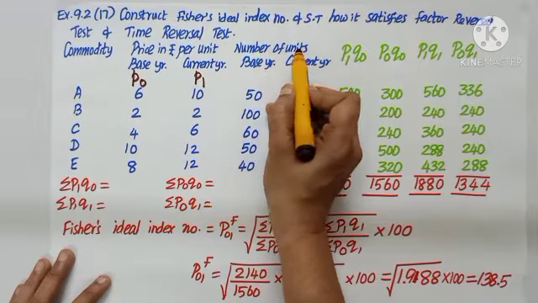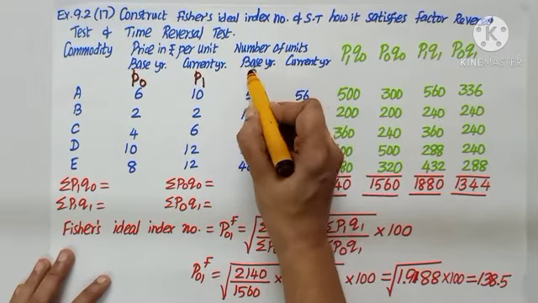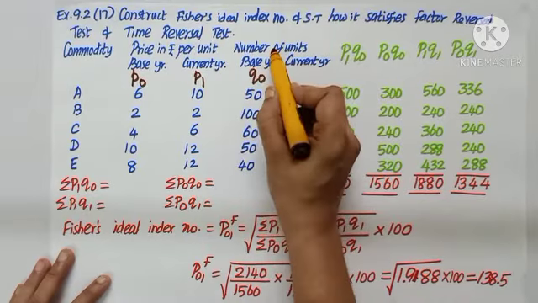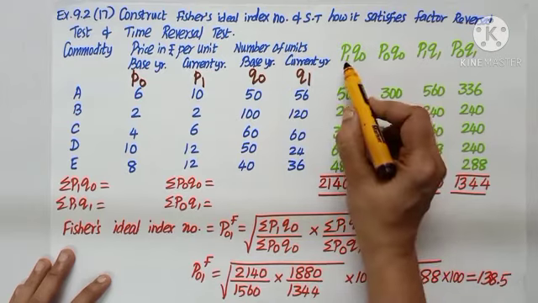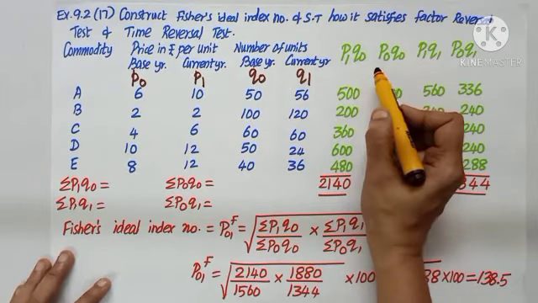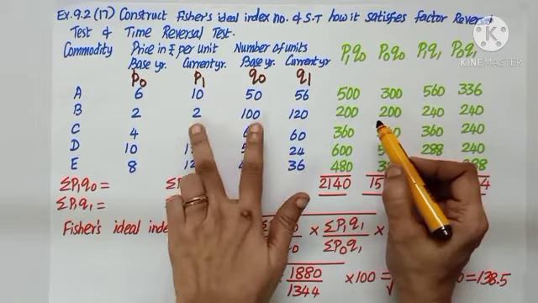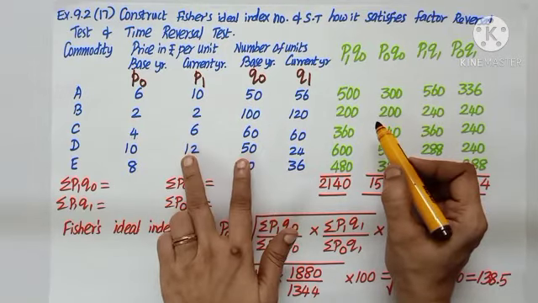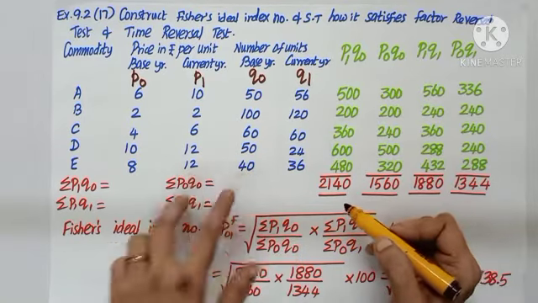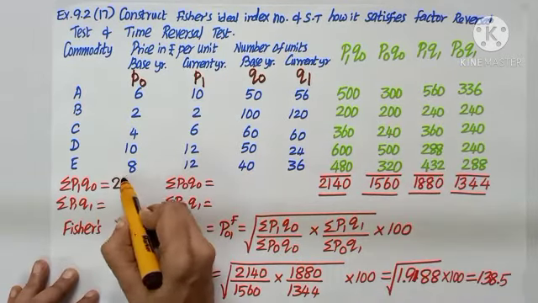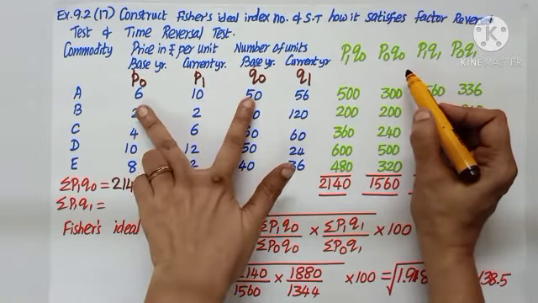Number of units, that is quantity. Quantity in base year Q0. Quantity in current year Q1. Now I want to find P1 Q0. P1 Q0: multiply 10 into 50, 2 into 100, 6 into 60, 12 into 50, 12 into 40. The total is 2140.